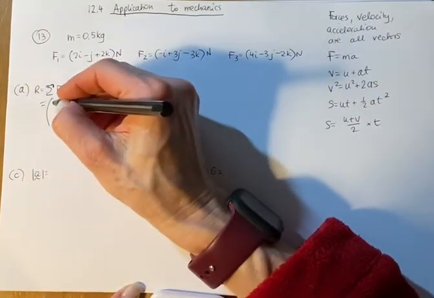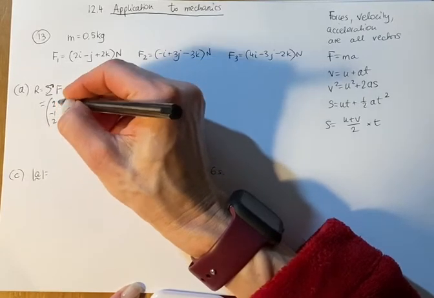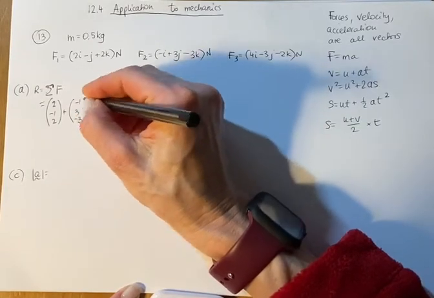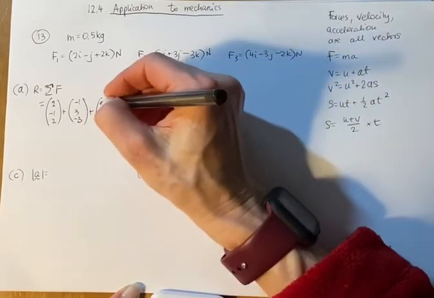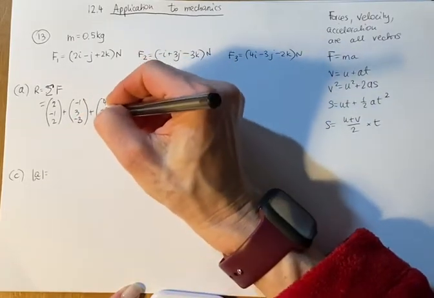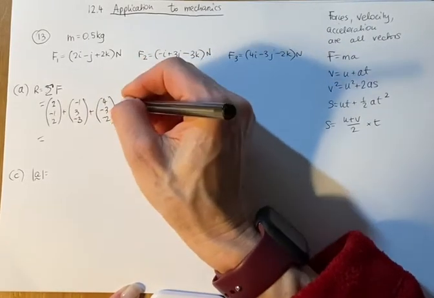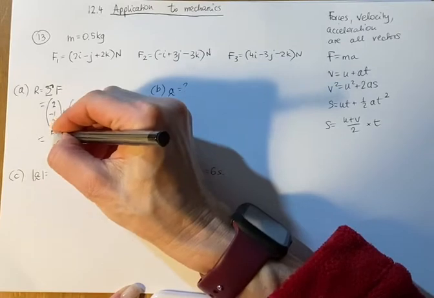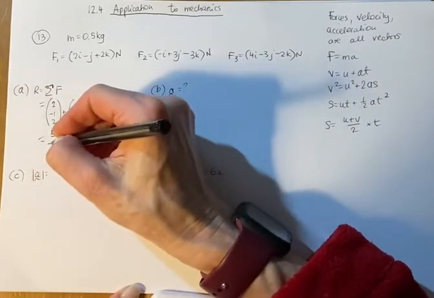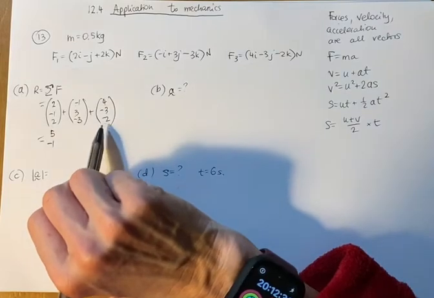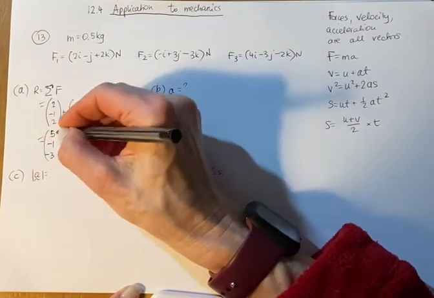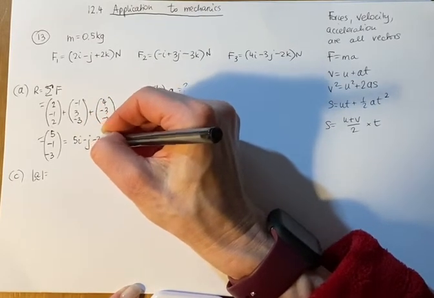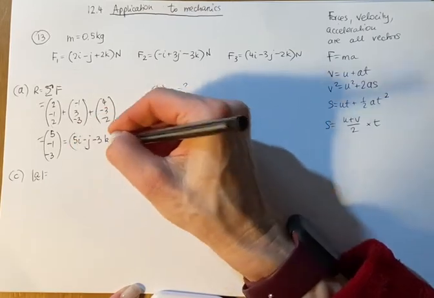I like to write them in a vertical form, easier to do that for adding. So let's do that. And then the last one is 4, minus 3 and minus 2, and then you can just add the top components, 2, minus 1 and 4 to give you 5, minus 1, 3 and minus 3 to give us minus 1, and 2, minus 3 and minus 2 to give us minus 3. So overall force is 5i minus 1j minus 3k newtons.